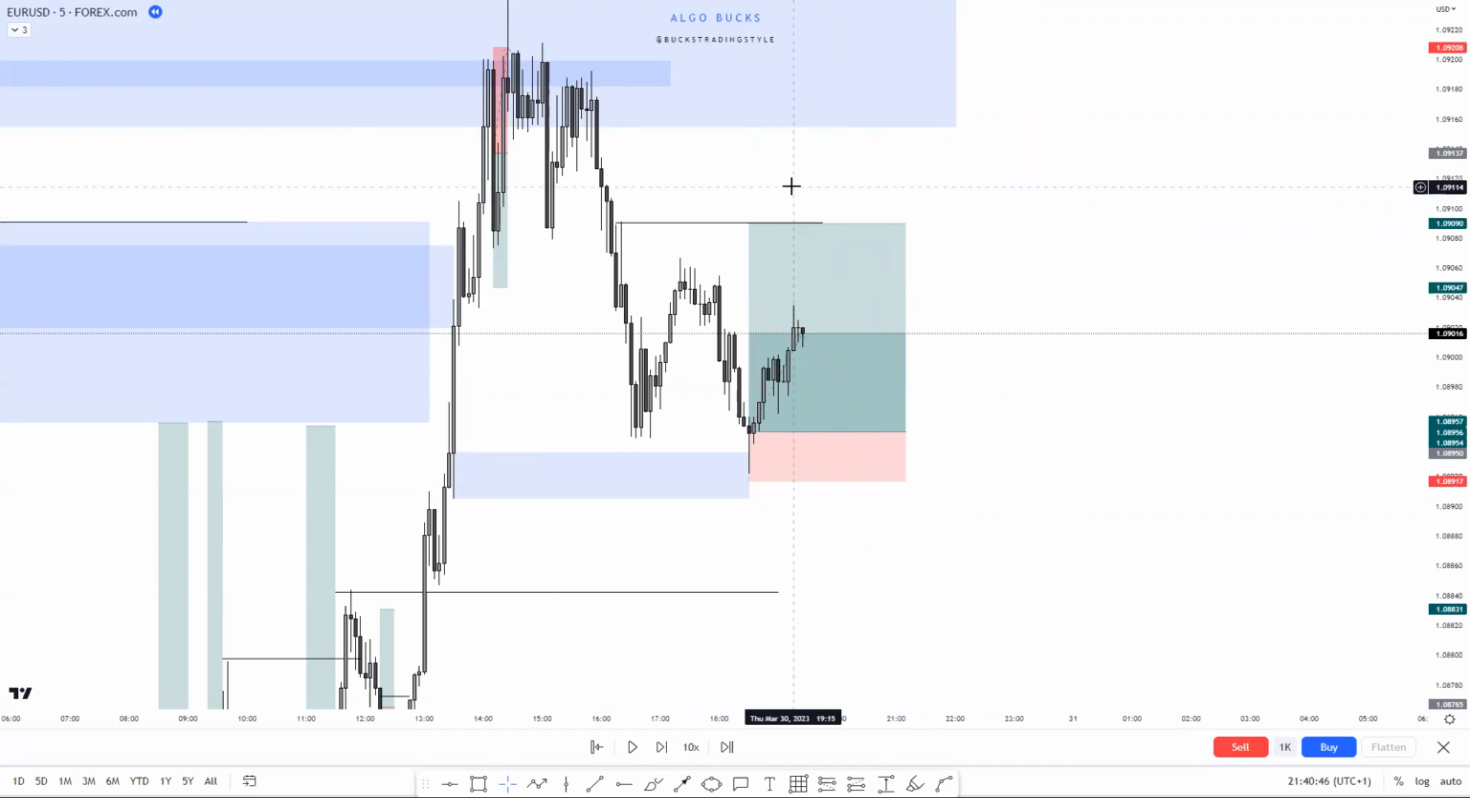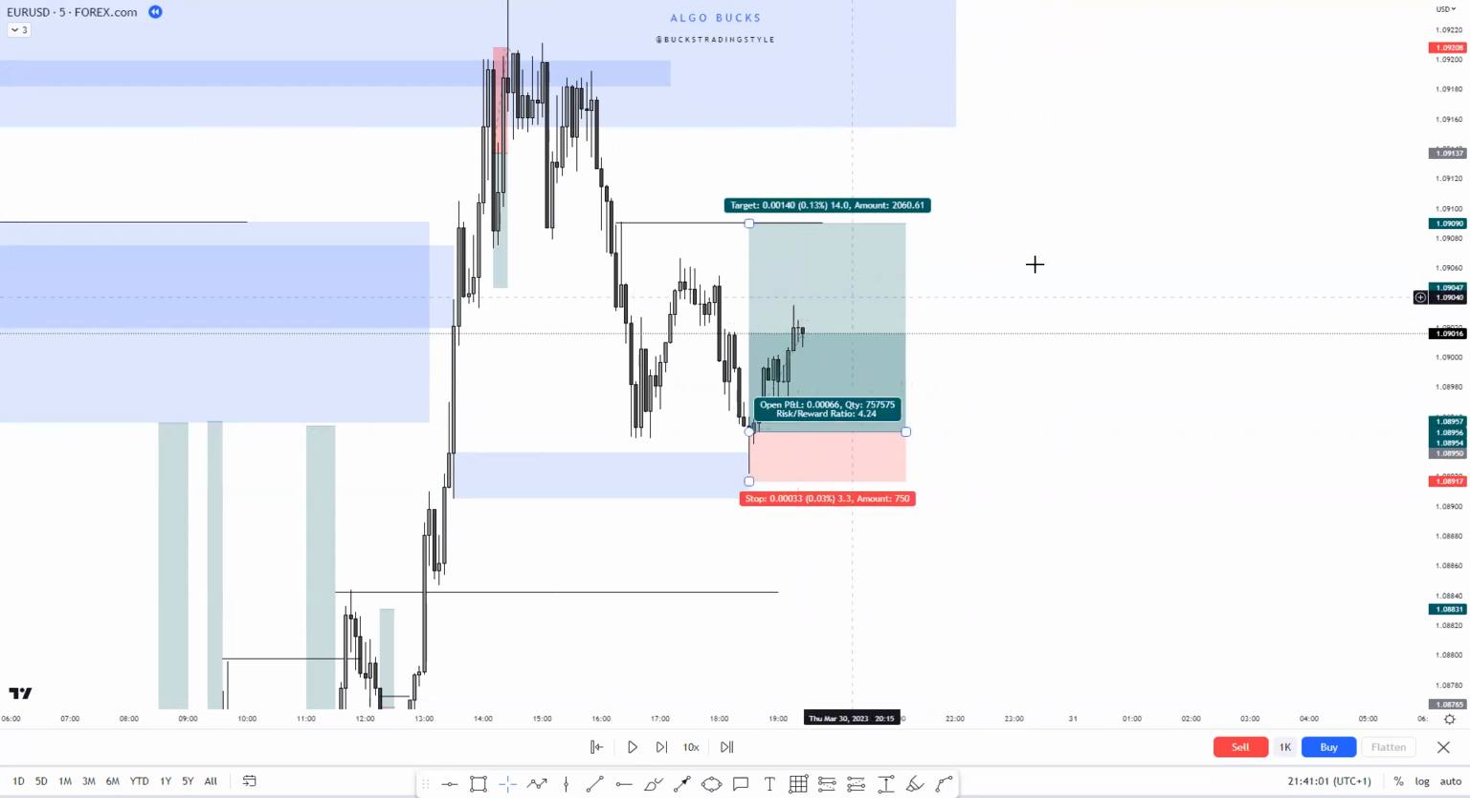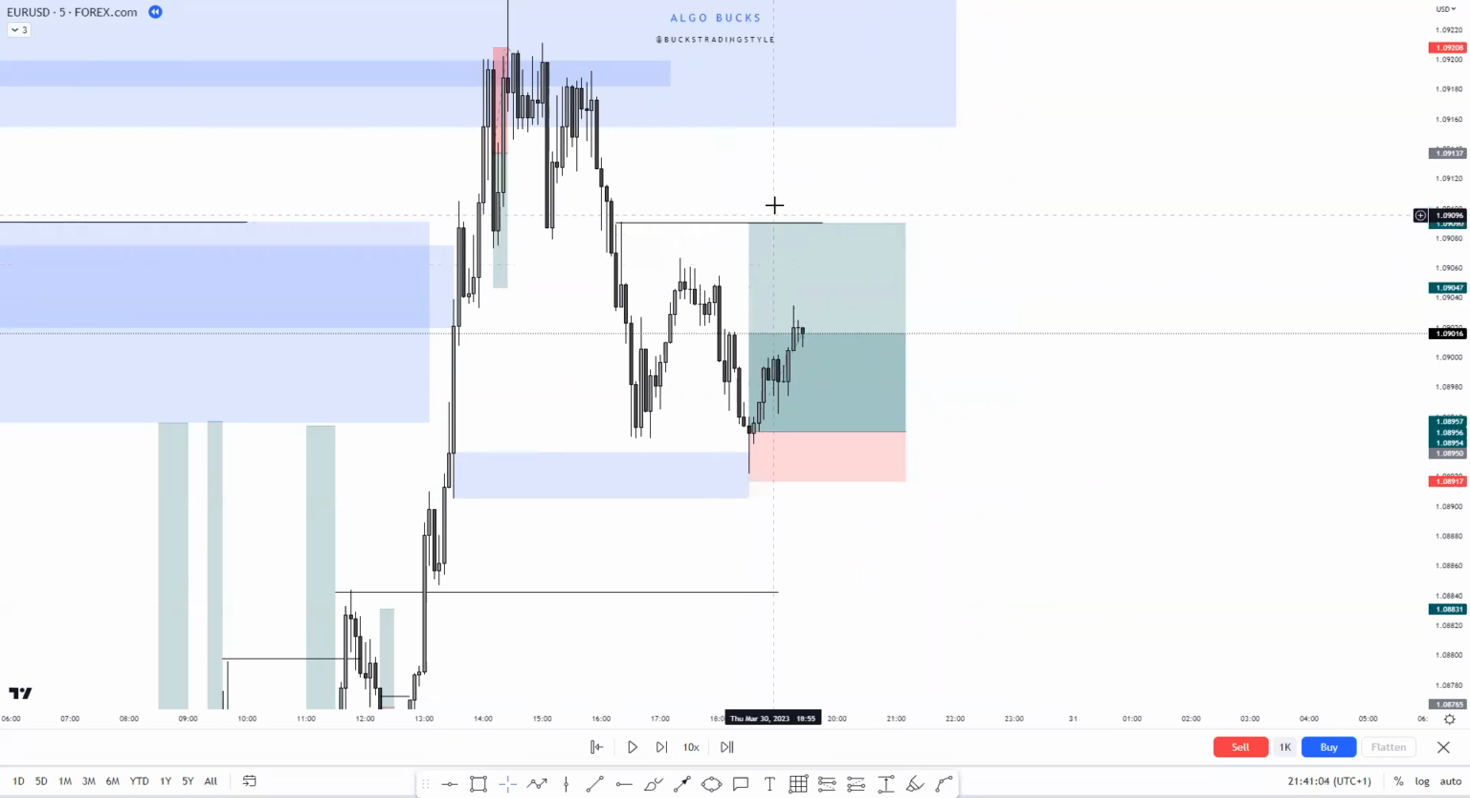This is like 7:30 p.m. my time. So probably that'll be close to New York close and the end of the trading day for me. So I probably would not have taken this trade. But let's see if it gets the target, or we could get a sell from this point of interest right here.